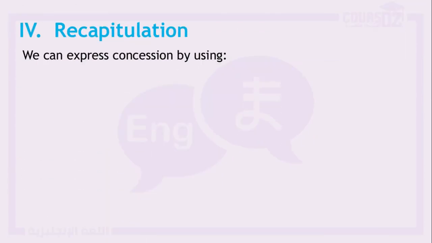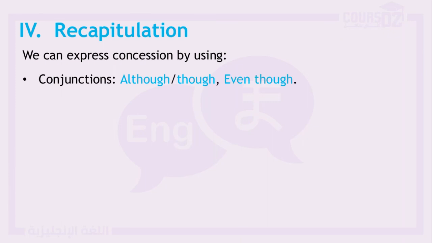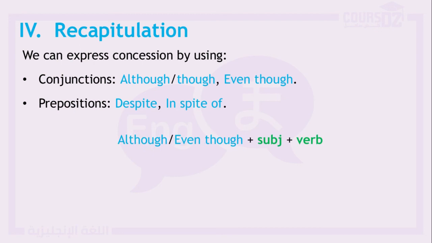So شوفوا recapitulation. We can express concession by using conjunctions of concession that are although, though, or even though. Preposition of concession like despite or in spite of. كيفاش نكتبوهم؟ although or even though يجوا معاهم a subject plus a verb which is concessive clause. Despite and in spite of يجي معاهم a noun or a gerund.